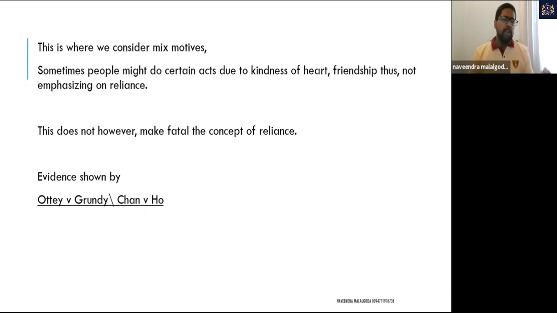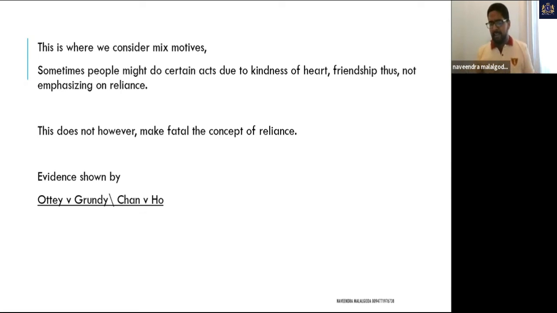But what if he did all of this with the kindness of his heart? That means regardless of whatever was said by the old lady, he would have still done it out of the kindness of his heart. So if a representation was made or not, still it would amount to a detriment. But is there reliance on that assurance? Definitely not. So this was an issue that the courts had to resolve.